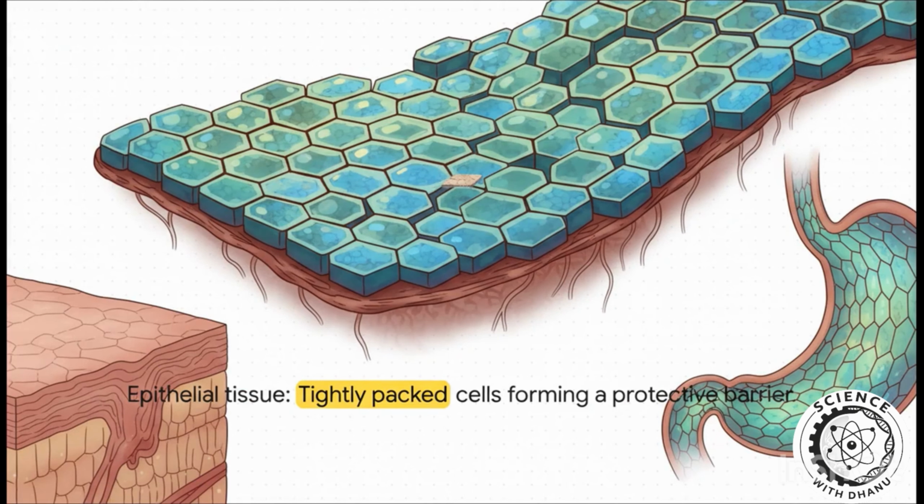First up, epithelial tissue. Just look at that. See how tightly packed those cells are? They form this continuous sheet, kind of like bricks in a wall. This tissue covers every single surface of your body, your skin, and it also lines all your internal organs. It's the body's armor and its wallpaper all rolled into one.